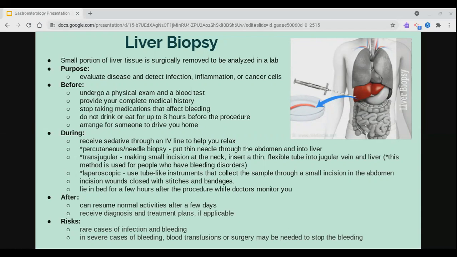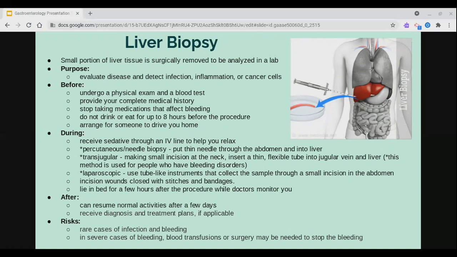There are 3 types of biopsies. The first one is a needle biopsy, where a thin needle is put through the abdomen and into the liver. A transjugular biopsy is when the surgeon makes a small incision at the neck and then inserts a flexible tube into the jugular vein and the liver. This method is used for people who have bleeding disorders. So for people who don't have bleeding disorders, another method is usually used. And the third one is a laparoscopic biopsy. And this is when a tube-like instrument collects a sample through a really small incision in the abdomen.